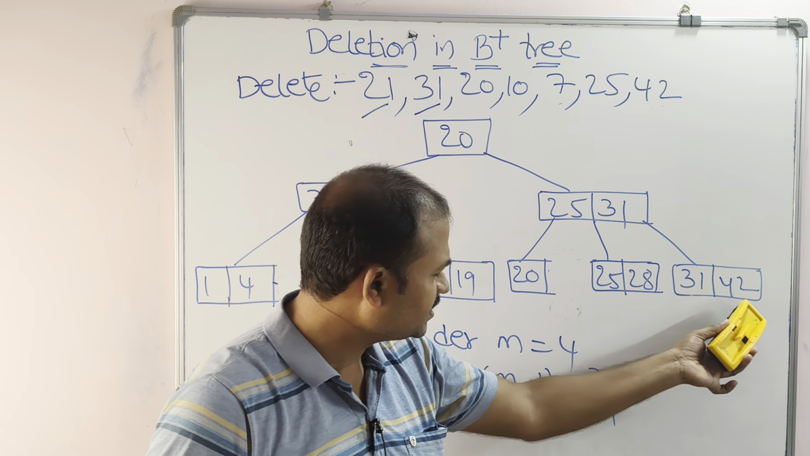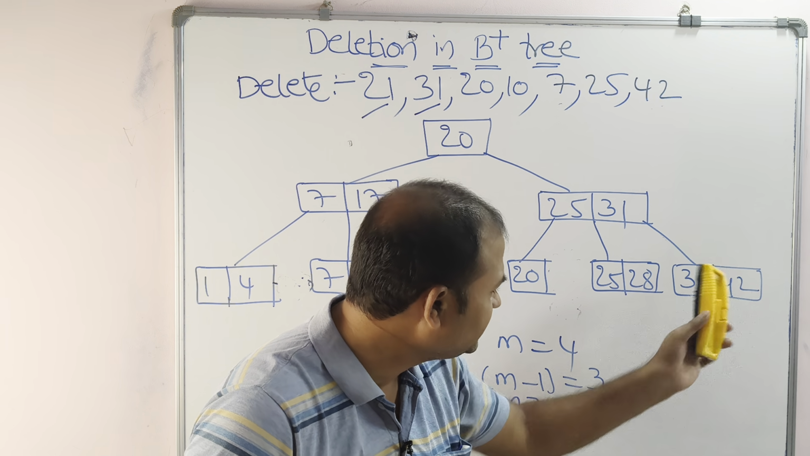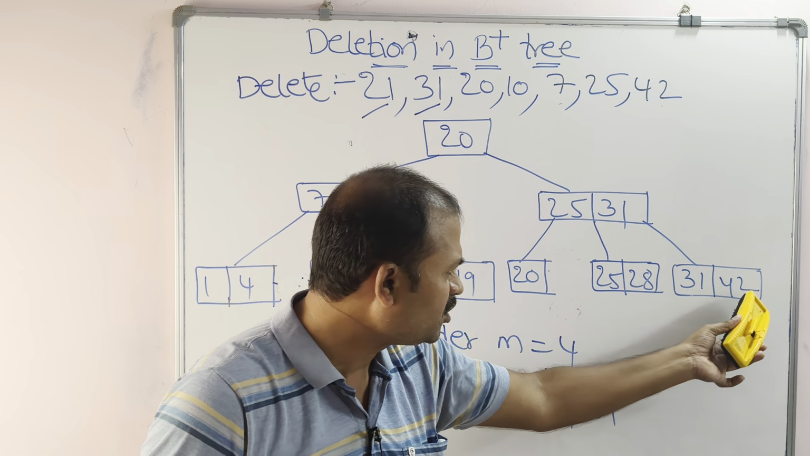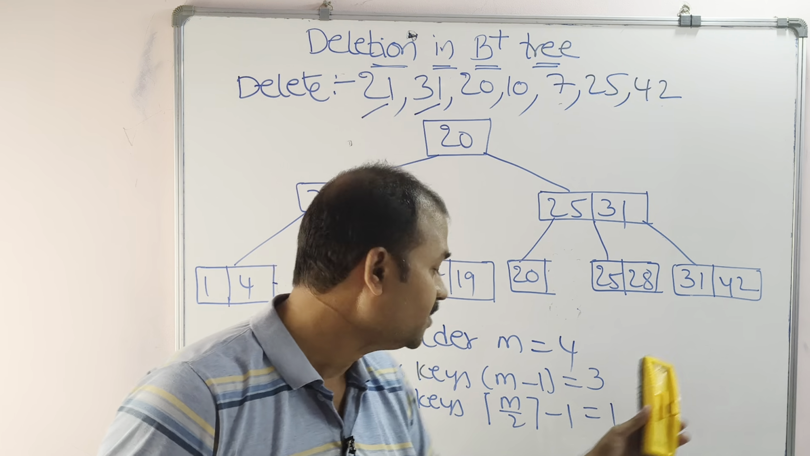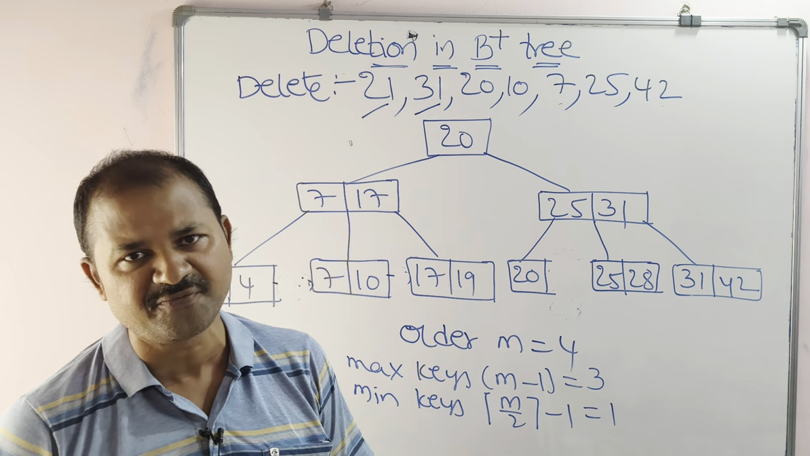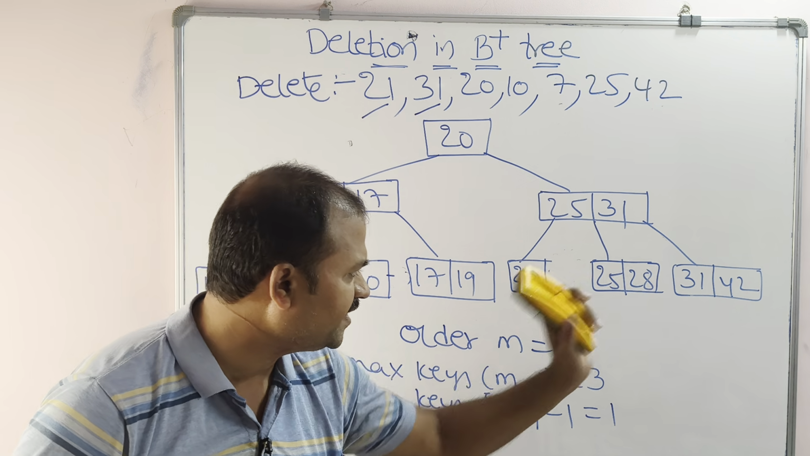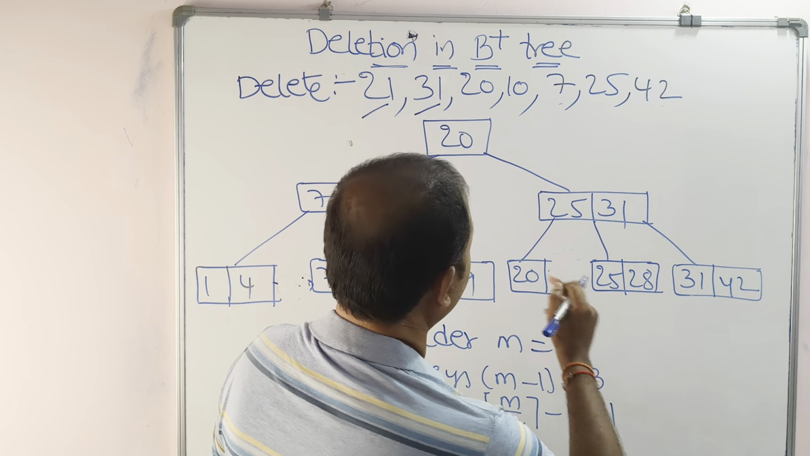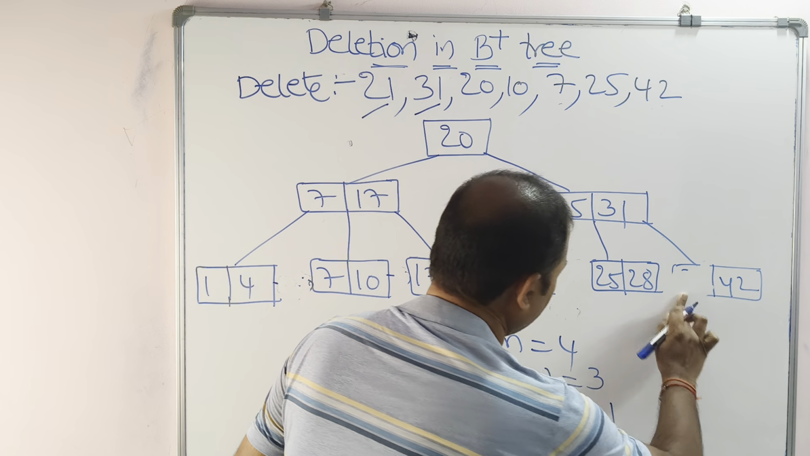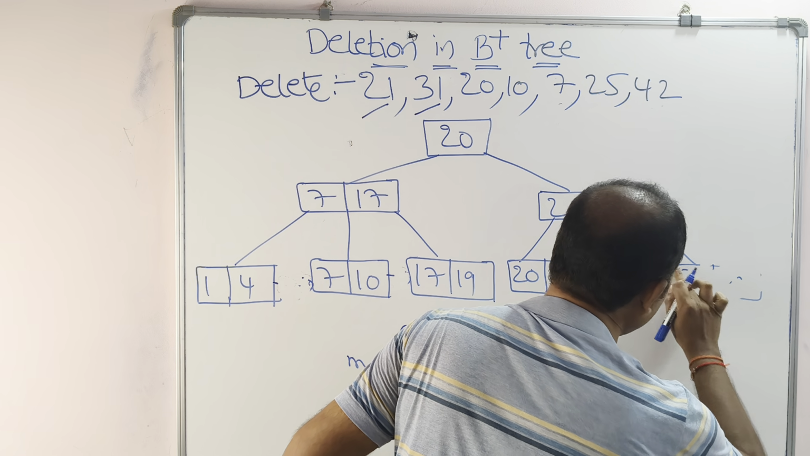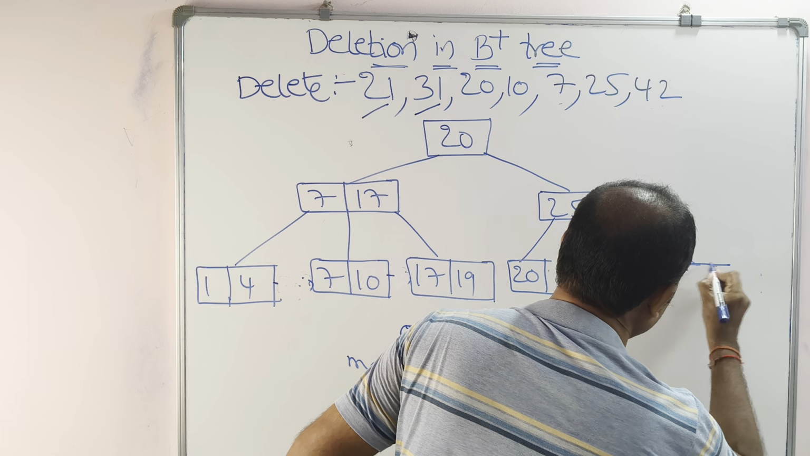Let us count the number of keys in this node. This leaf node contains 2 keys, which is more than the minimum number of keys. So simply we can remove that. Let us remove 31 from this node. Now this node contains only 1 key, that is 42.